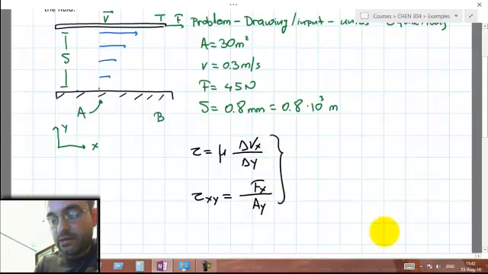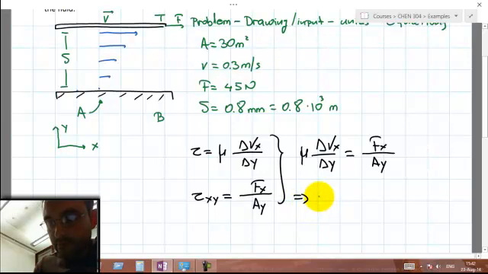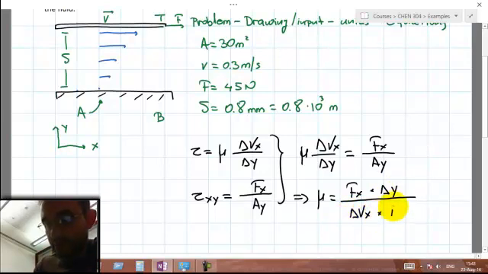If we combine these two, we get that the velocity over the thickness times the viscosity equals force over area. We are looking for the viscosity, so this one is equal to force times thickness over velocity gradient difference times area.